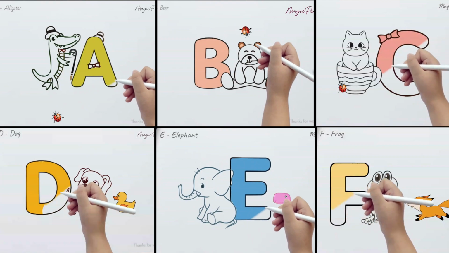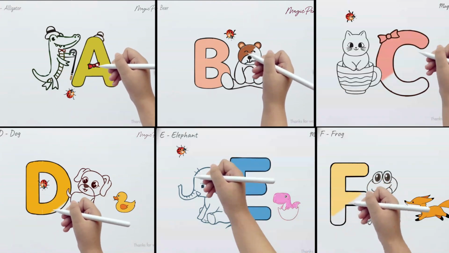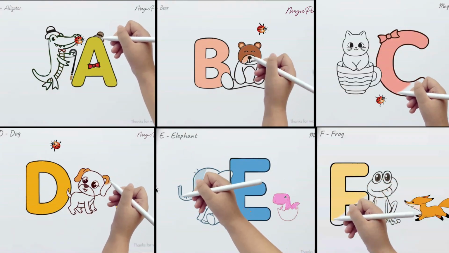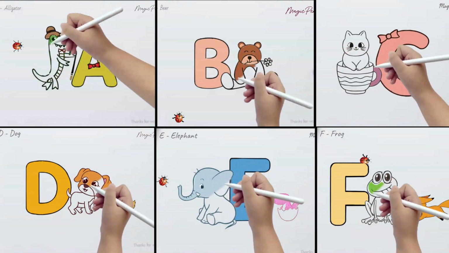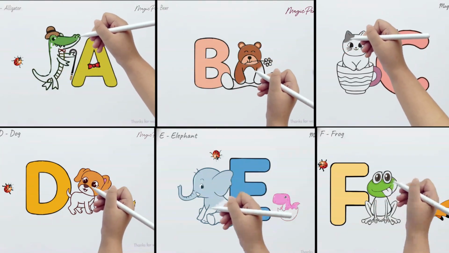Hello everyone. Welcome back. Today, let's review the letters we've learned from A to F. A, B, C, D, E, F with the ladybird.